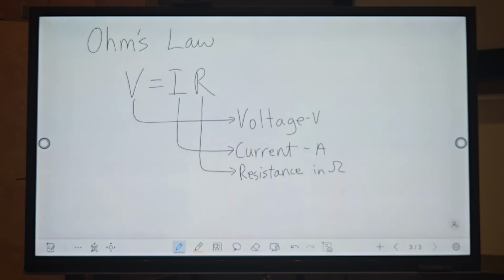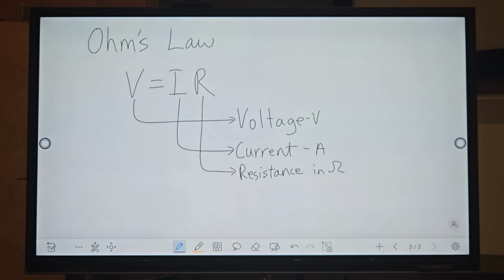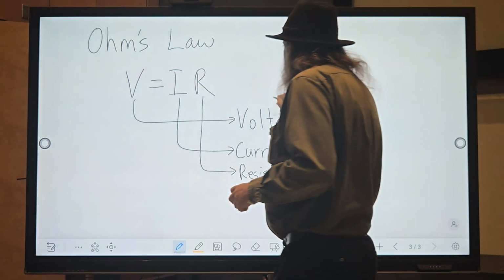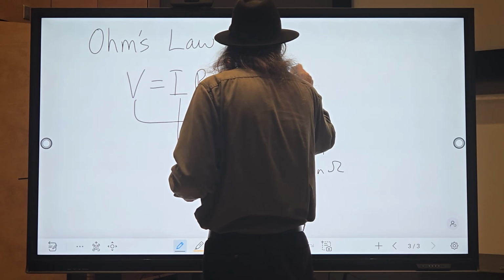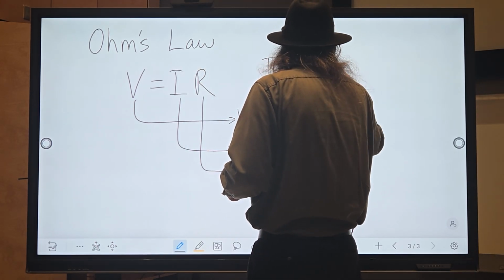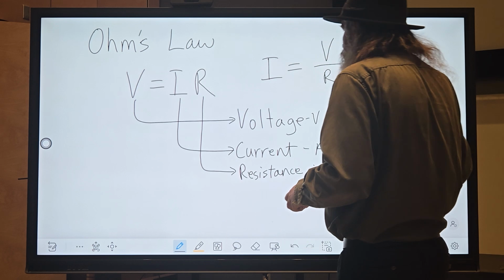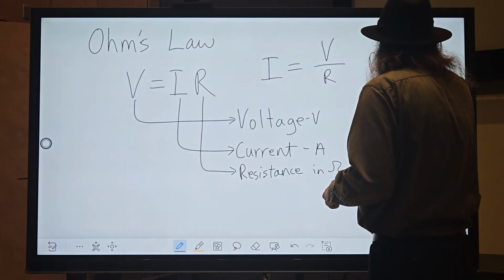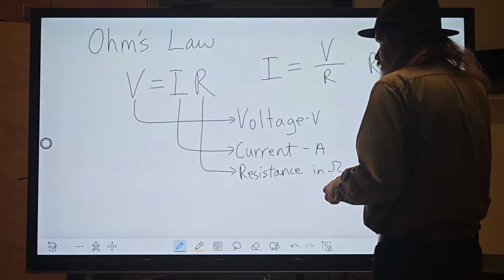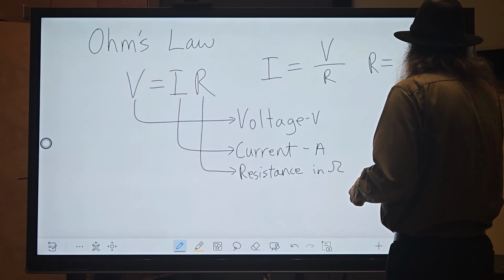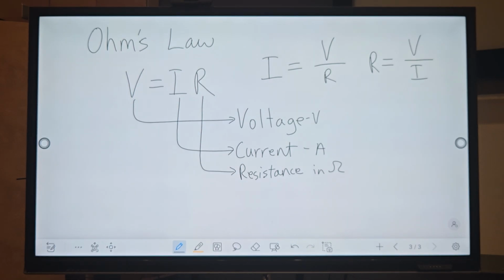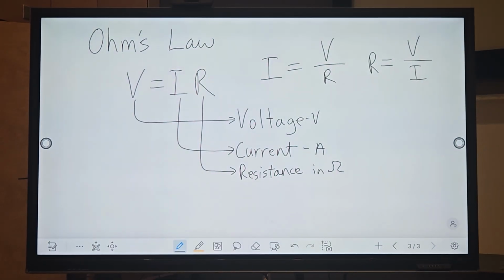But it can be solved for in various different ways. I equals V over R, and R equals V over I. Those I have to work out in my head every time. I don't have a mnemonic for those. But those constitute Ohm's law.